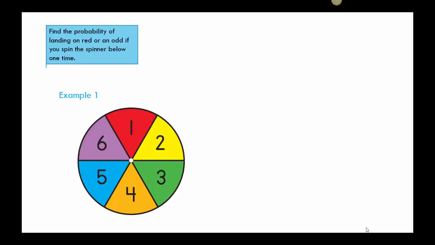All right, so let's take an easy first example and say we have the spinner below. And I wanted to find out the probability that I land on red or I land on an odd number if I spin the spinner one time. So let's use the formula I just gave you, which would say the probability of red or odd would be the probability of red plus the probability of odd minus the probability of being both red and odd.